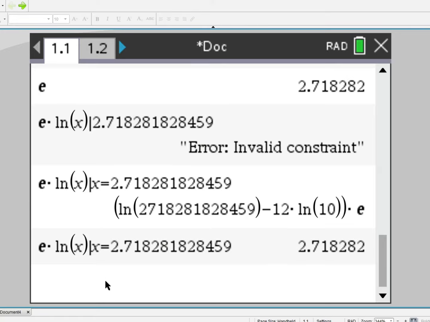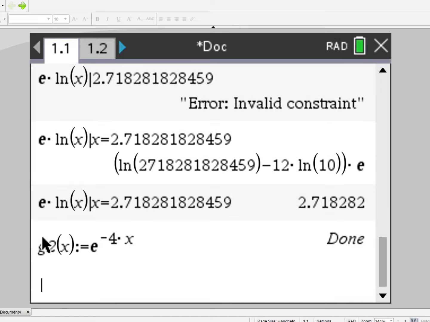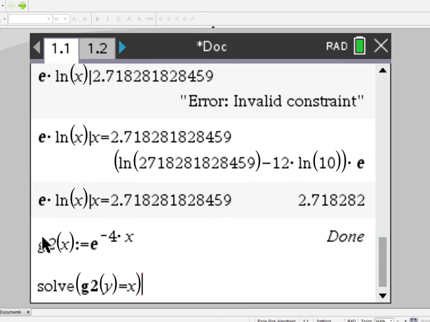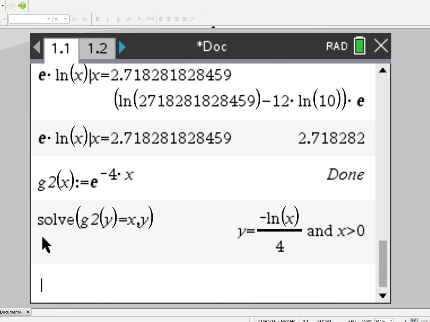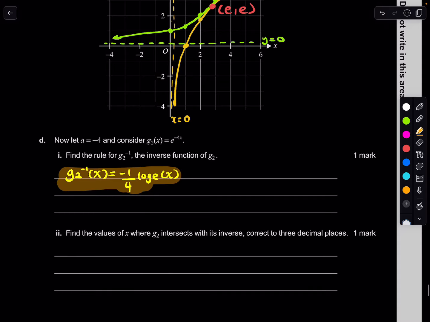So let's define g2 of x as e to the -4x. And remember, we solve g2 of y equals x, comma y. So that here is your inverse. Let's write that down. So g2 inverse of x is basically -1/4 log e of x. So this here is your equation. Done. So that's 1 mark.